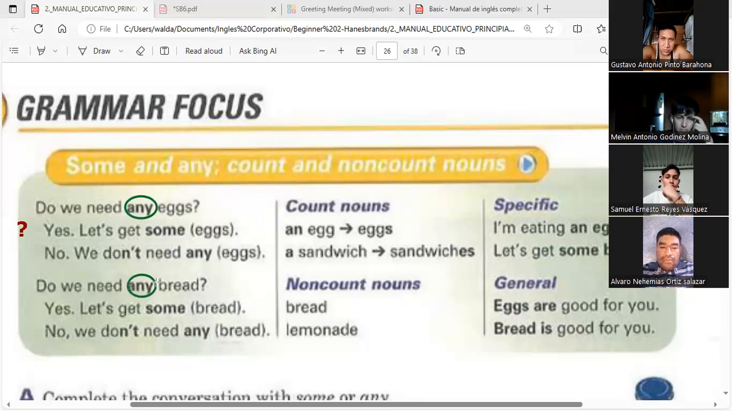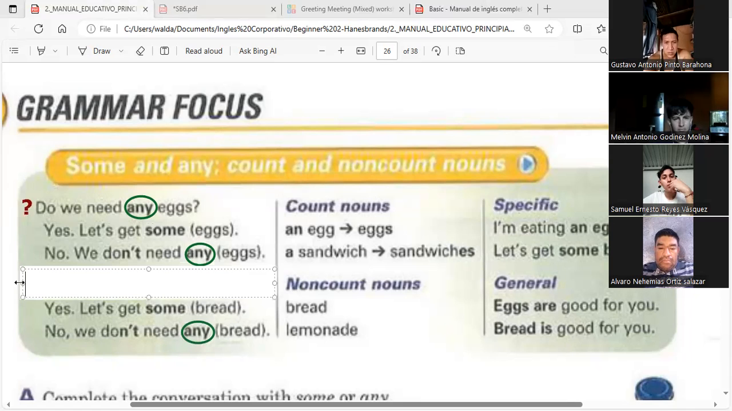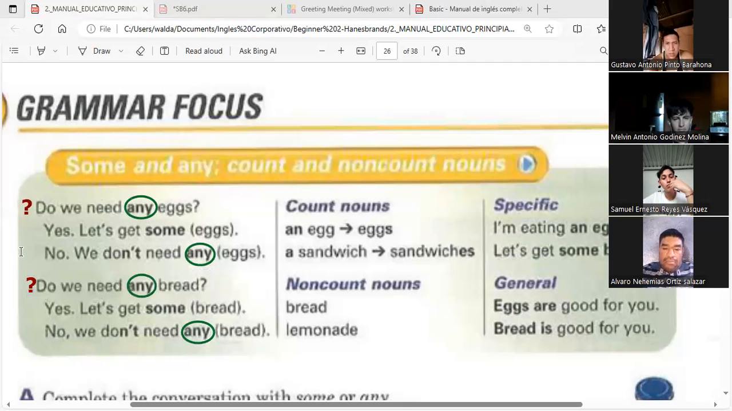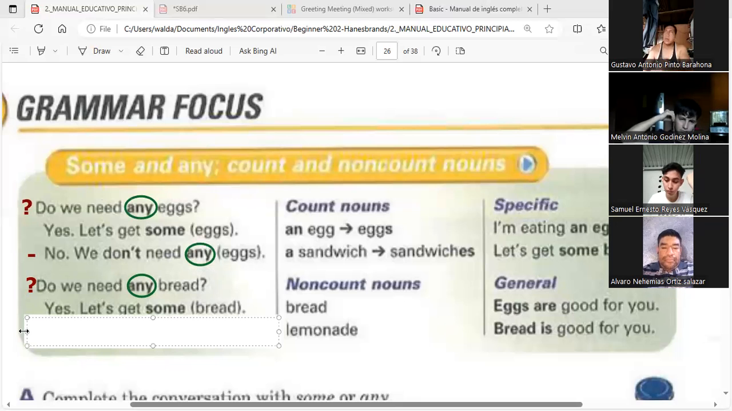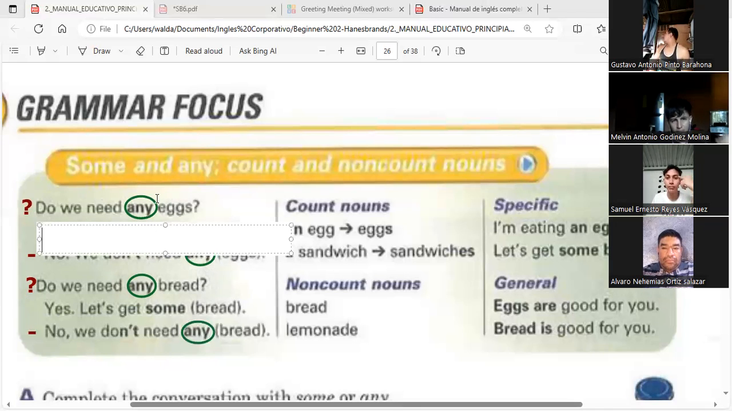Okay, so we also can say, no, we don't need any. Or no, we don't need any, talking about the bread. So we can use the word any when we are asking a question, or when we're answering in the negative. No, we don't need any. And it doesn't matter if it's countable or uncountable. For questions and for negatives, we use the word any.